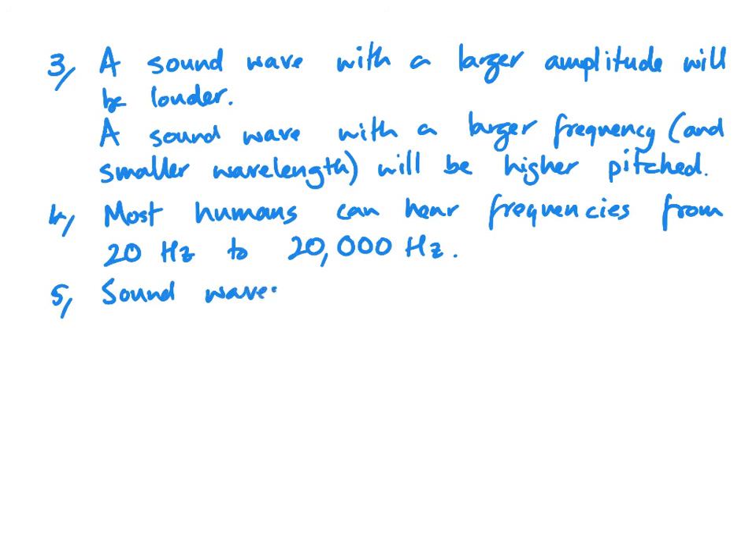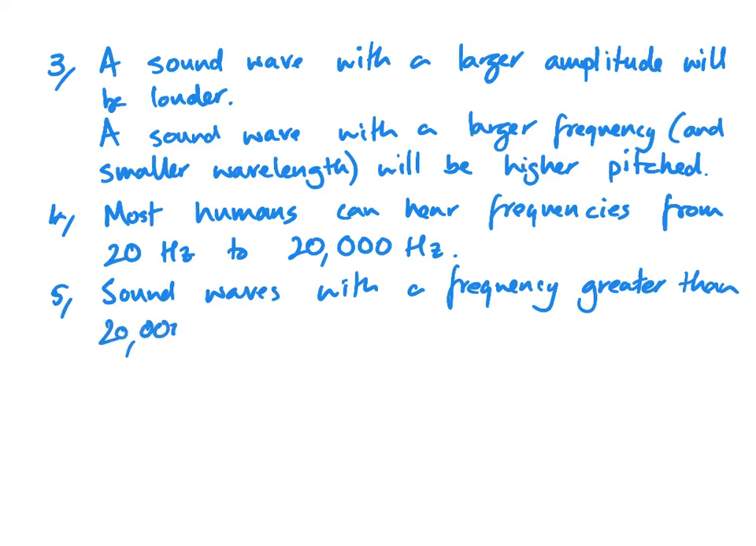And sound waves with a frequency greater than 20,000 hertz are called ultrasound. So these sound waves still exist, but it's just that our ears can't pick them up. Now some animals can, for instance, so dog whistles are based on that sort of principle as well. Okay, but that's our definition of what we call ultrasound. So it's not that the sound is fundamentally different, it's just that your ears can't detect it.